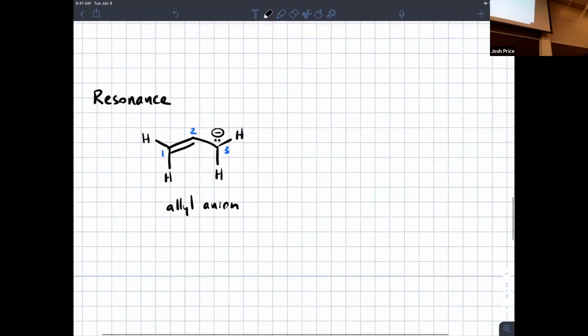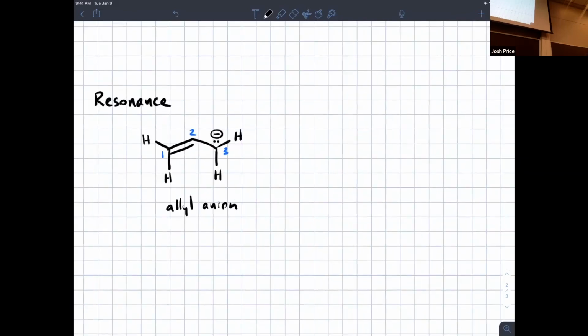Okay. And one of the interesting things about this structure is by simply rearranging the electrons involved in the double bond and in the lone pair, we can draw a new Lewis structure. There are rules for generating resonance structures. They are given in your introductory study guide.